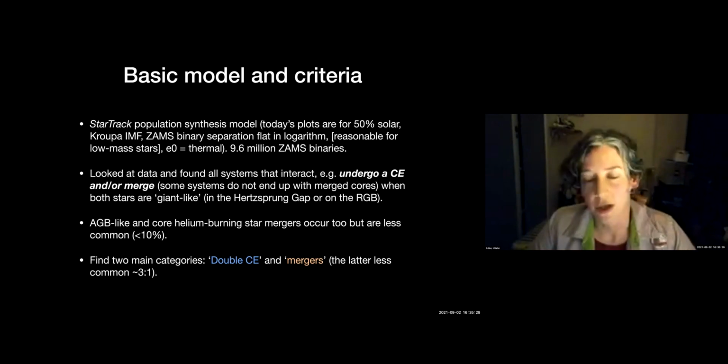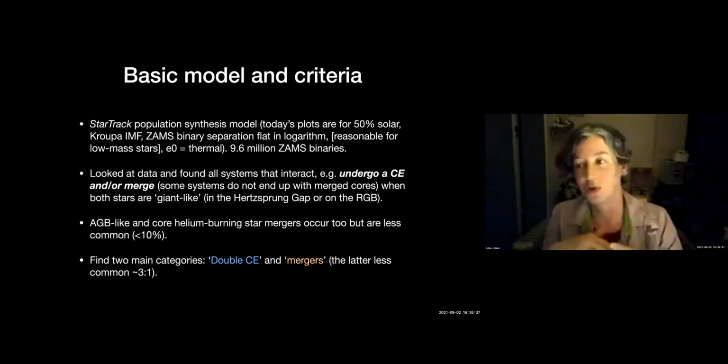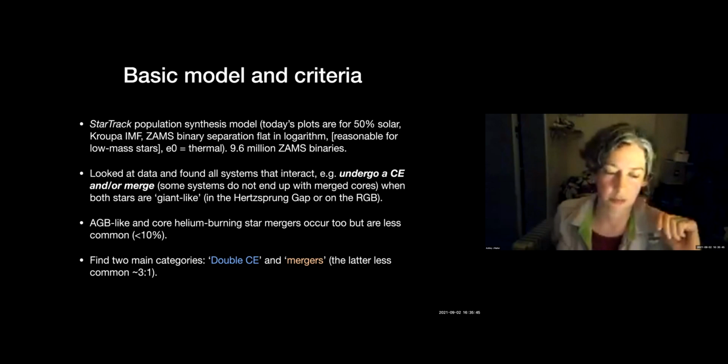I should also note, I did look at numbers of AGB mergers and mergers on the horizontal branch, and those are there too, but I'm not talking about them today. They make up less than 10% of these. So I'm also just focusing on these red giant-like systems.